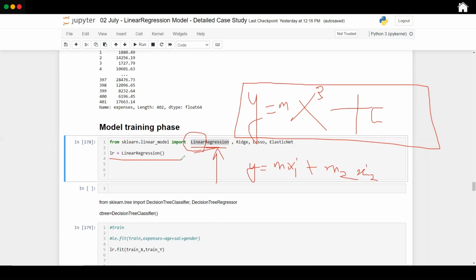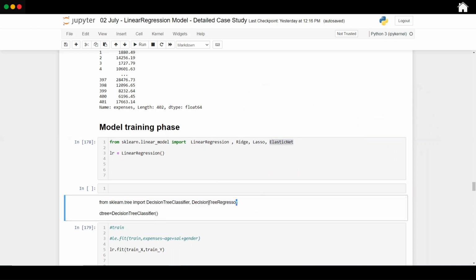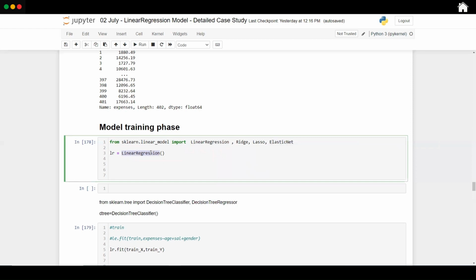So now this is my linear regression model. The objective of training this model is to train this equation and find the best values of m1 and m2, and if there is an intercept, the slope. That is the objective. So let's deep dive. See, there is ridge also, lasso also, elastic net also. There is the decision tree regressor also. We will talk about all these things later, but today our objective is linear regression.